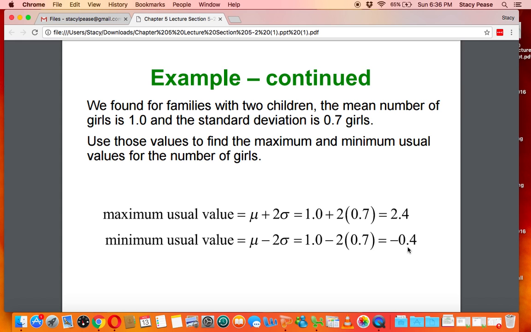So anything above 2.4 girls would be abnormal, as well as anything below negative 0.4 girls. Now granted, people don't exist in decimals like this, so this makes it a little bit confusing, but understand here that we're not talking in terms of whole people. We're calculating a theoretical number based on the data that is our max and our min.